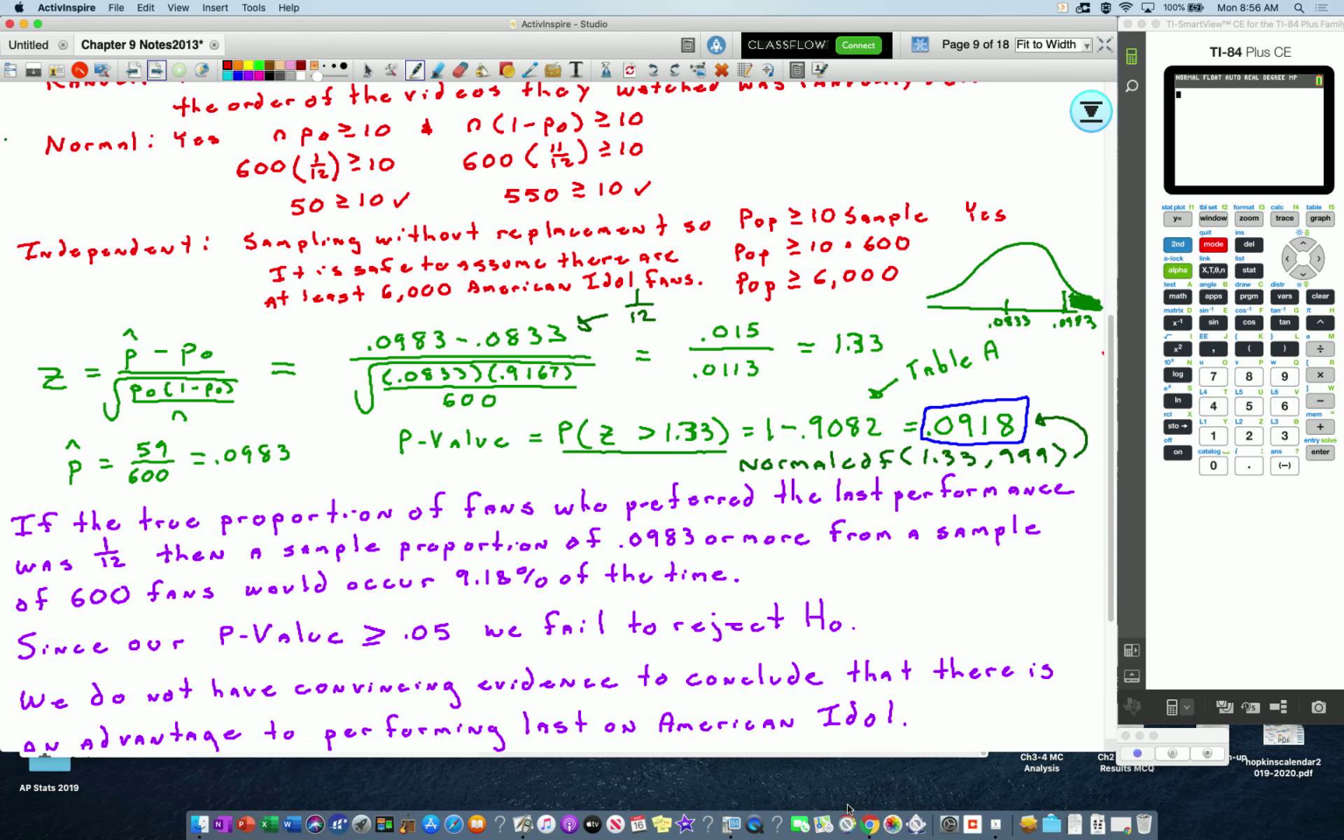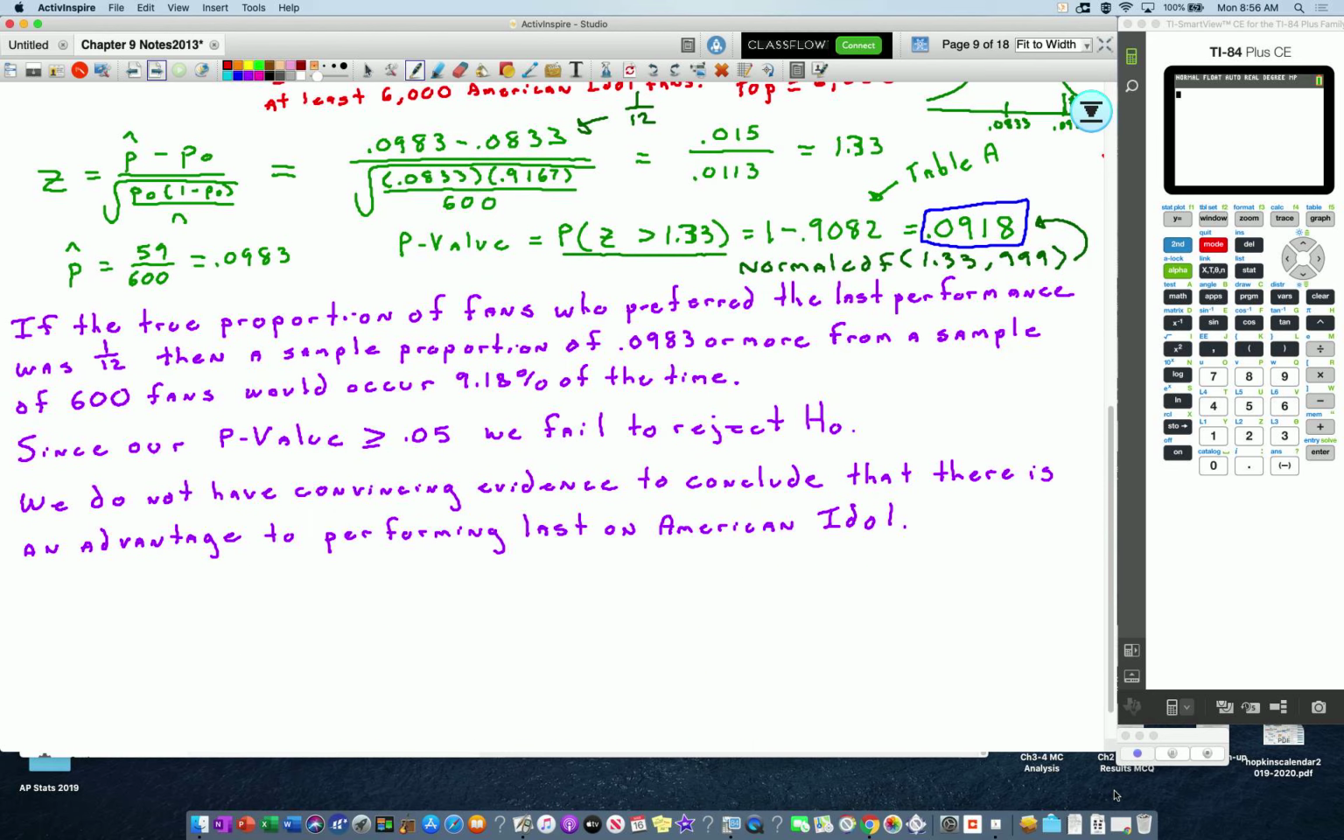Okay. So basically, in our conclusion now, 3 steps. What does that p-value mean in the context of the problem? If the null hypothesis is true, so if the true proportion of fans who prefer the last contestant is 1/12, then our result, or one greater than it, so our sample proportion of 0.0983 or more from a sample of 600 fans, would occur the p-value percentage of the time. So in this case, 9.18% of the time.